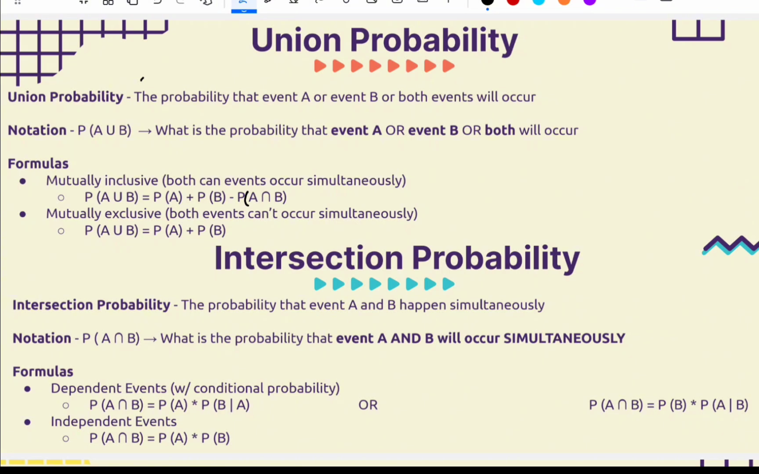If you have mutually exclusive events, these are events that can't happen at the same time. They can't occur simultaneously. And so your union probability equation would be the probability of A plus the probability of B, because they have no intersection. They have an intersection of 0. So that is union probability.